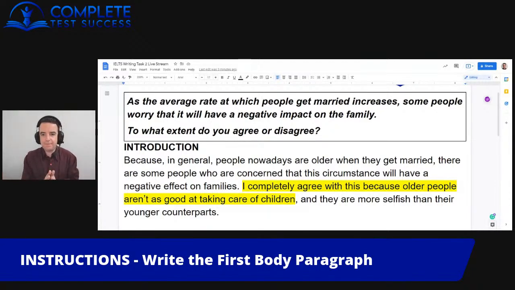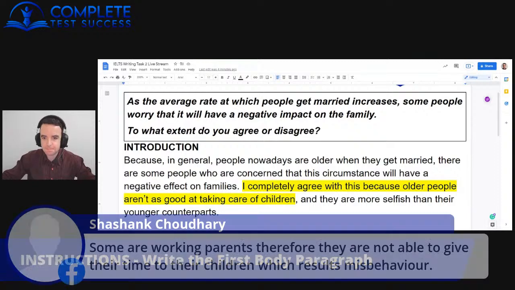Okay, so I have a response from Shashank here. If you are not finished, just continue, and when you are ready, just post your answer in the comments.